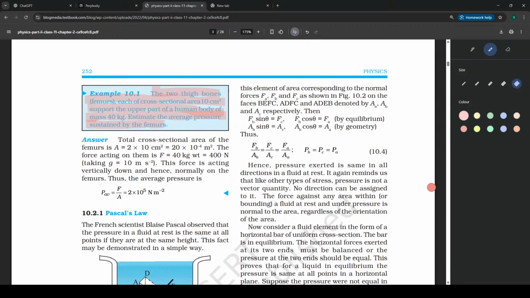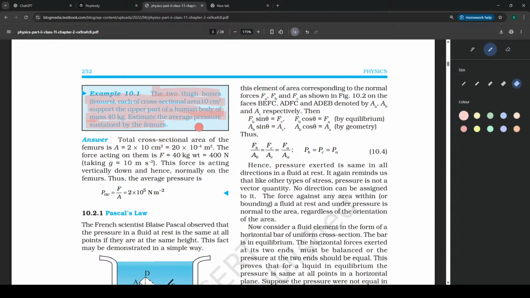Average pressure, we already know the formula. It is F by A. And since it is two femurs, we divide the force into two. The force, which is equal to the weight of the person, we divide it into two, that is 20 kg. No, right. They did not ask the pressure on each femur, but they collectively said sustained by the femurs. So we don't need to separate it.